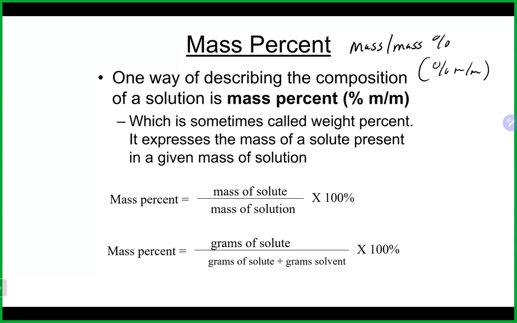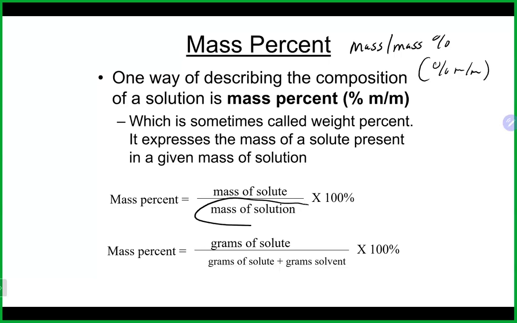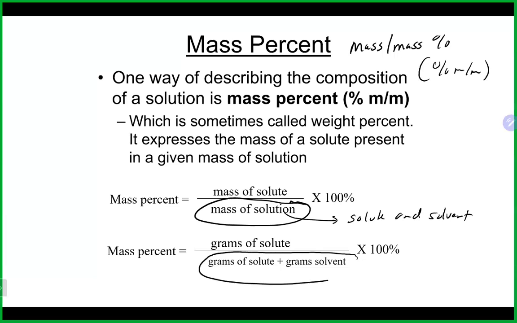Now, especially in mass percent problems, the bottom part is really important, because as we've talked about here, the solution is made up of two things. It is made up of the solute and the solvent. So it's really important, like it shows here, that you actually get the mass of both of those things.